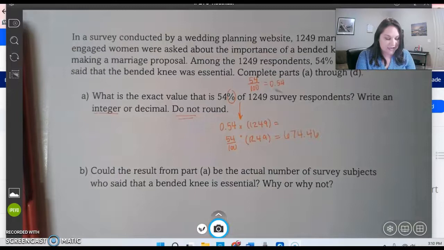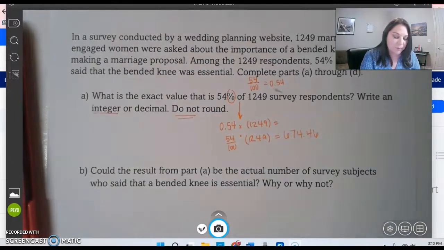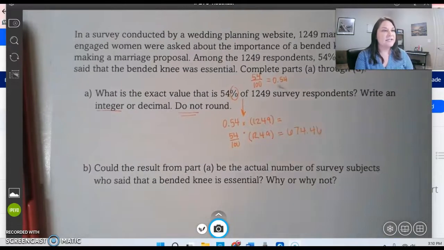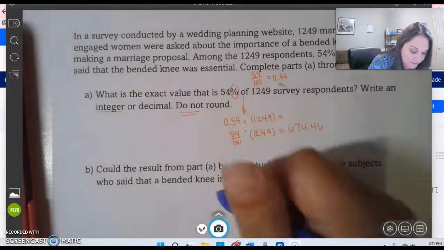So this is exactly what I'm looking for on part A. You don't have to show both, one or the other. The next question gets into how these numbers are used as answers to a realistic problem. The question's asking, could part A be an actual number of subjects who said that bended knee was essential? And so in the Pearson site, this will be a multiple choice answer, and for now you would say no.